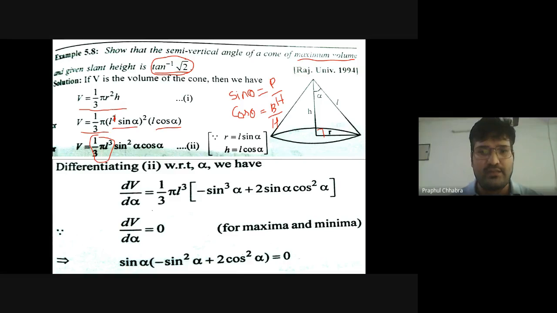dV upon d alpha is 1 by 3 pi L cube times minus sin cube alpha plus 2 sin alpha cos square alpha. And for the necessary condition, we put dV upon d alpha is 0. If we put dV upon d alpha is 0, definitely this is constant, so it will directly be 0. And take the common sin alpha from this expression. We obtain sin alpha times bracket minus sin square alpha plus 2 cos square alpha is equal to 0.